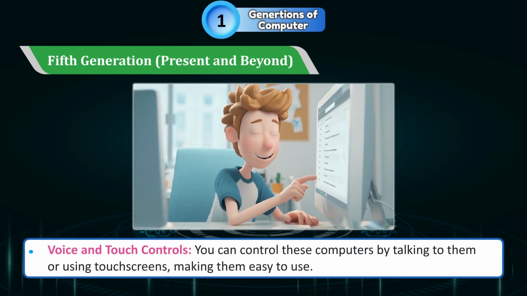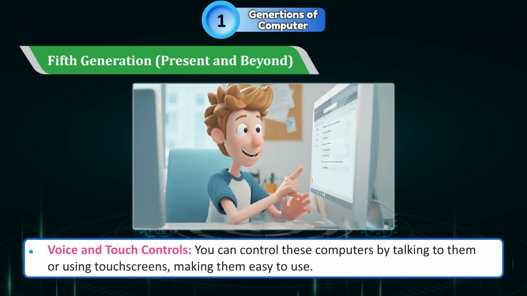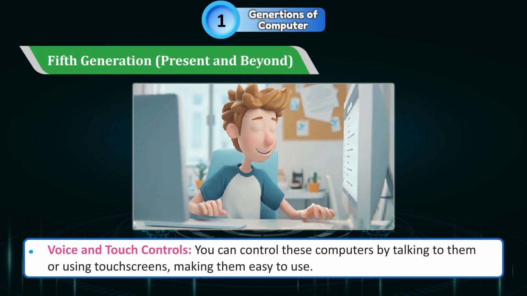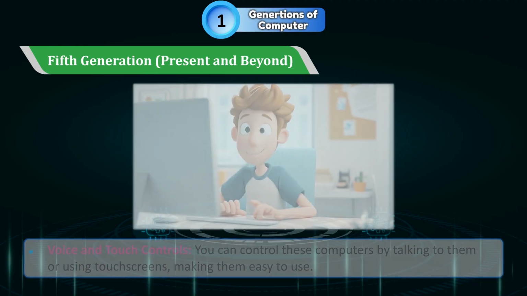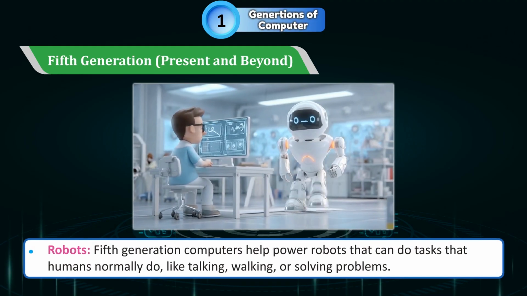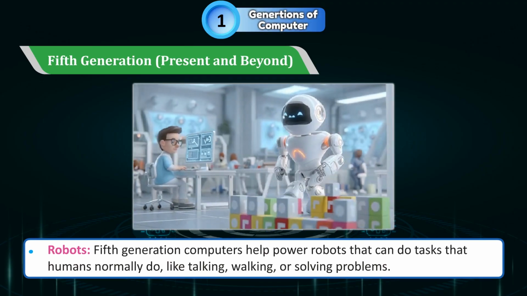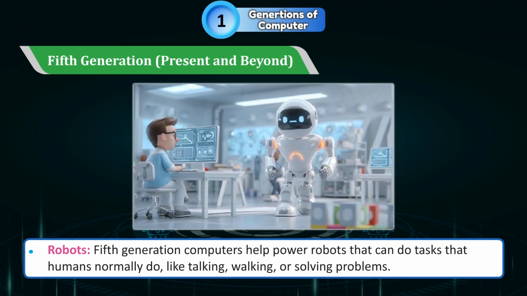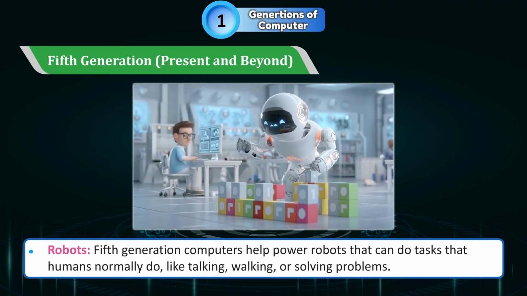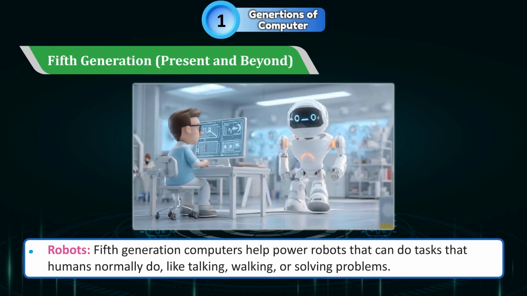Voice and touch controls. You can control these computers by talking to them or using touchscreens, making them easy to use. Robots. Fifth generation computers help power robots that can do tasks that humans normally do, like talking, walking, or solving problems.